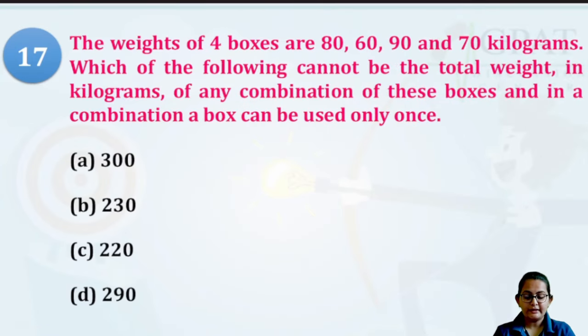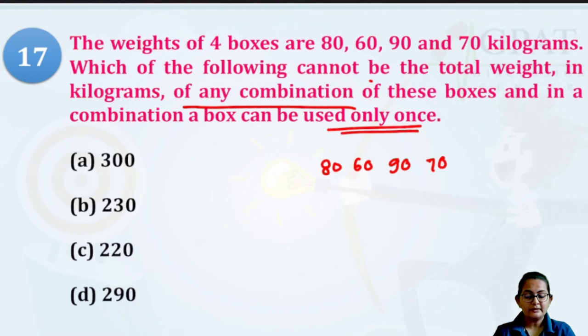Then is question number 17. It says the weights of 4 boxes are 80, 60, 90 and 70 kilograms. Which of the following cannot be the total weight in kilograms of any combination of these boxes, and in any combination a box can be used only once.